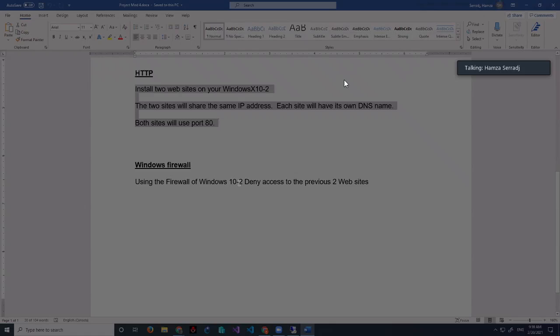Windows firewall. Using the firewall of Windows 10 2, deny access to the previous two websites, right? So you don't touch the Windows 10 1 firewall, just the Windows 10 2, and you deny the access just to these, but you allow the access to other things, right?